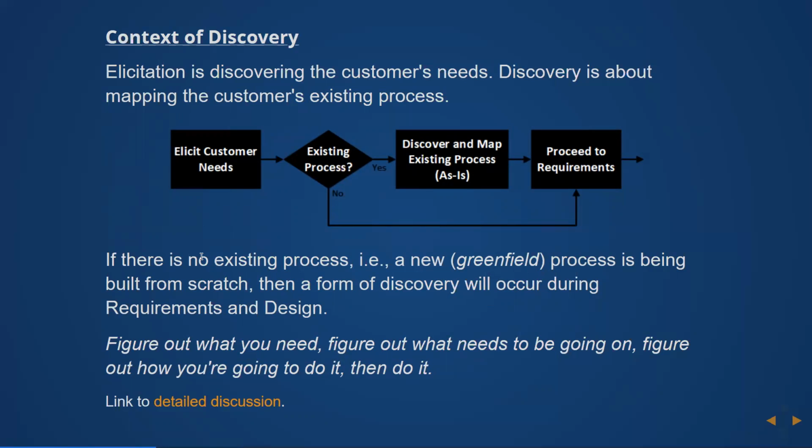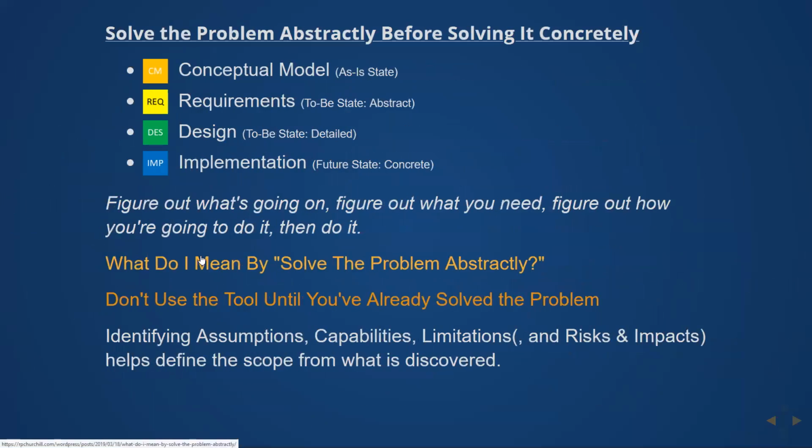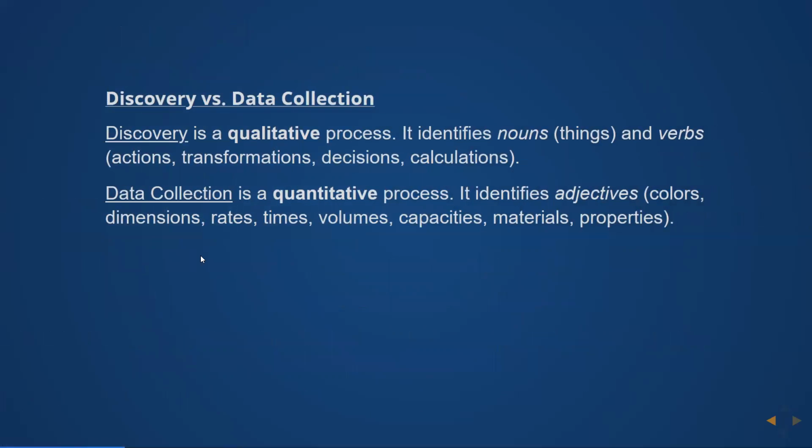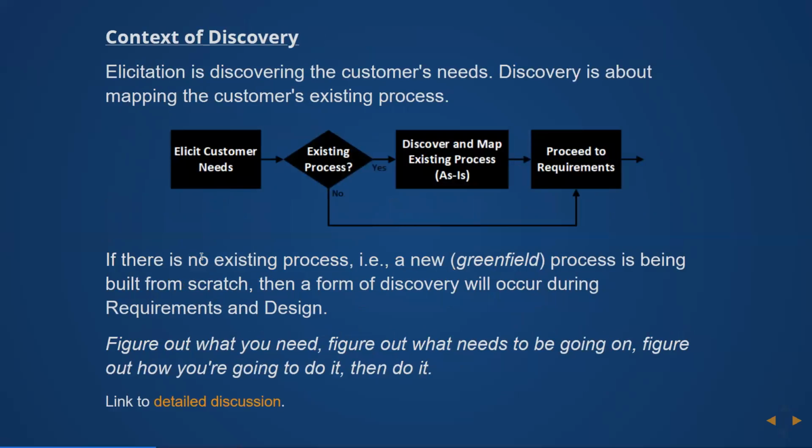Again, if you're starting with a greenfield process and not an existing process, you basically flip the first two items. So before, where you had the conceptual model and then the requirements, you start with the requirements and then do the conceptual model and then the design and implementation. Or you can think of the conceptual model as part of the design.